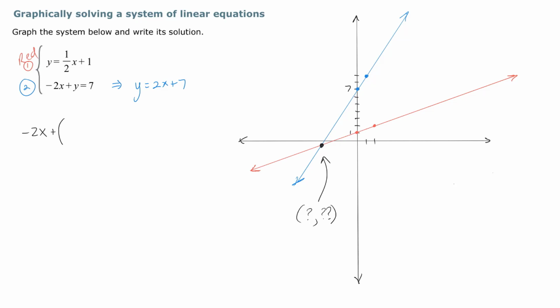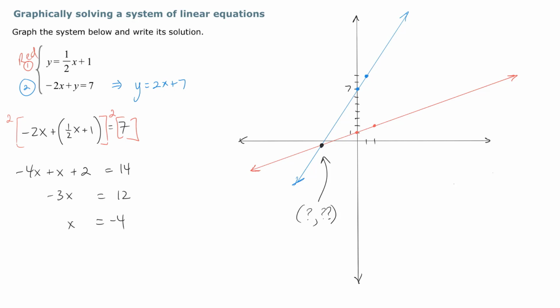Let's take equation 1 and substitute it into equation 2. So wherever I see a y, I'm going to put parentheses, 1/2 x plus 1, and now this is equal to 7. Let's use fraction busters. Let's multiply the entire sides by 2, and let's see what we get. Negative 4x plus an x plus a 2 is equal to 14. We get negative 3x is equal to 12. x is equal to negative 4.